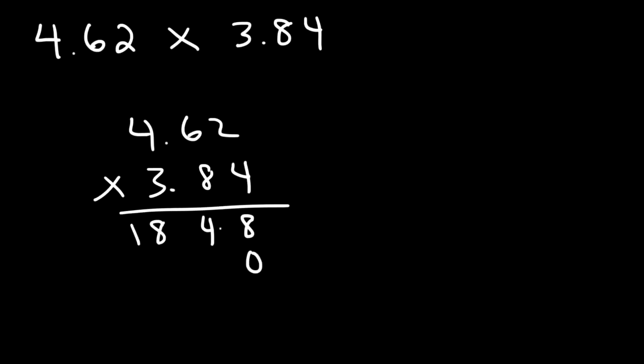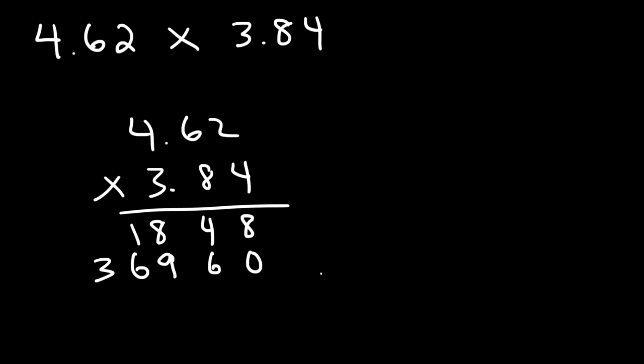Now let's add a 0. Here we have 8 times 2, which is 16. And so we need to carry over the 1. And then it's 8 times 6, which is 48 plus 1. So that's 49. Let's bring up the 4. And then we have 8 times 4 is 32 plus 4, so that's 36.